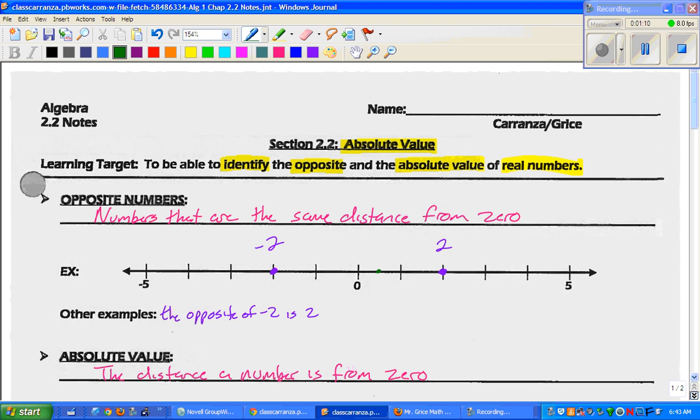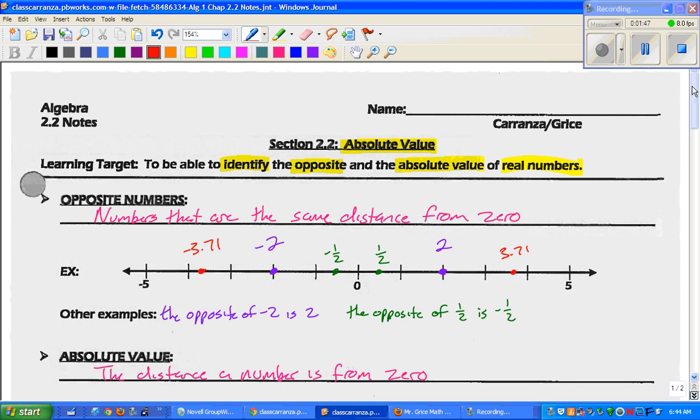Okay, let's try the fractions. The opposite of 1/2 is -1/2. Okay, and that's going to work with decimals too. If we have -3.71, the opposite of that would be +3.71.